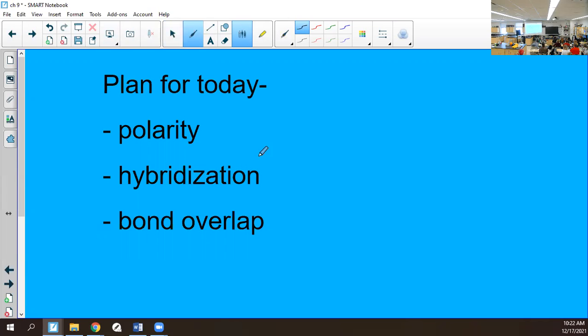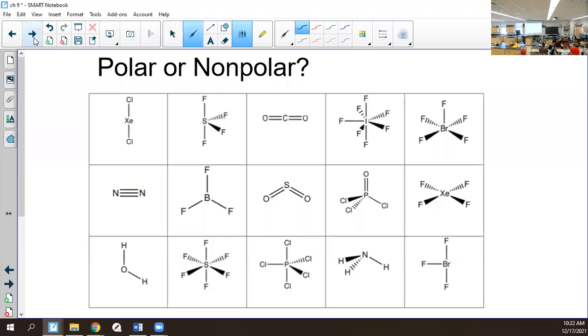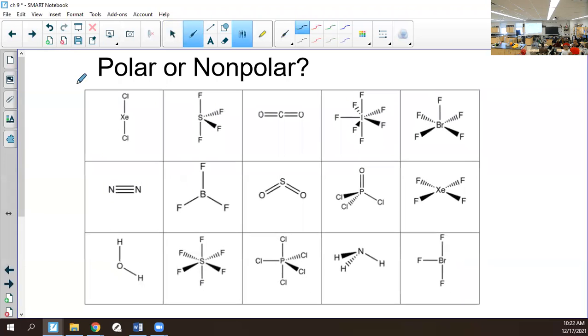All right, polarity, hybridization, bond overlap. They're just little odds and ends we got to tie up. So if you would, we ended here yesterday. Will you quietly try and see if you can do this yourselves? So try to determine whether each one is polar or non-polar.